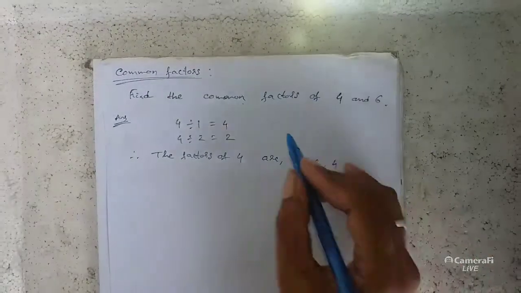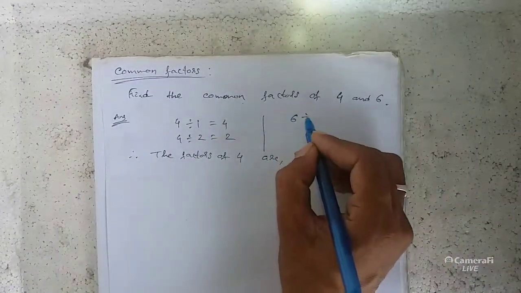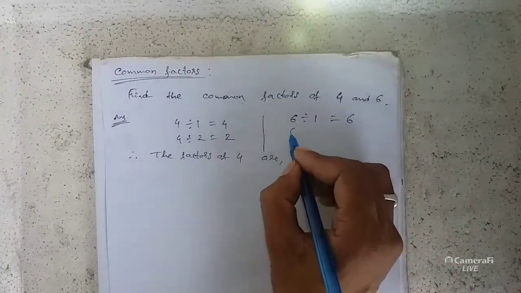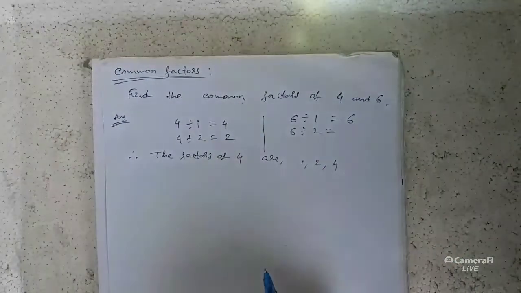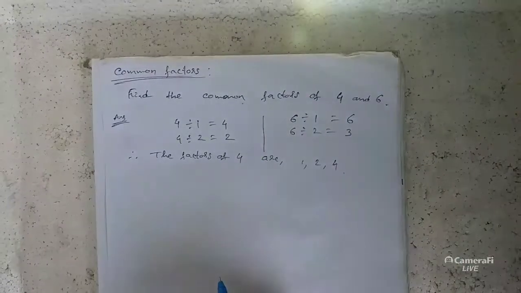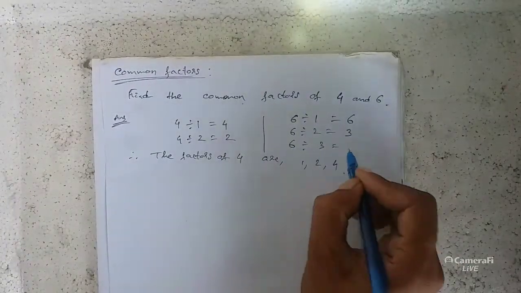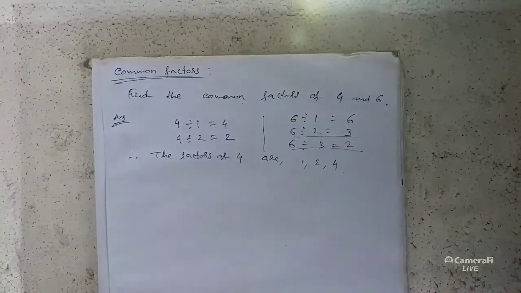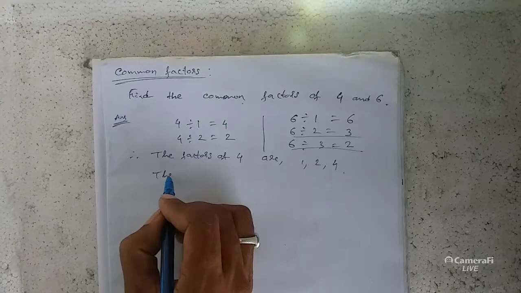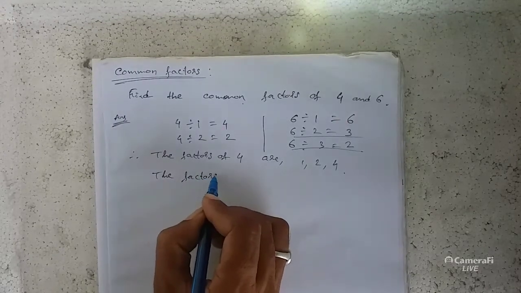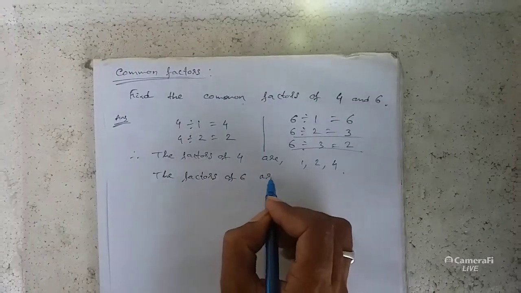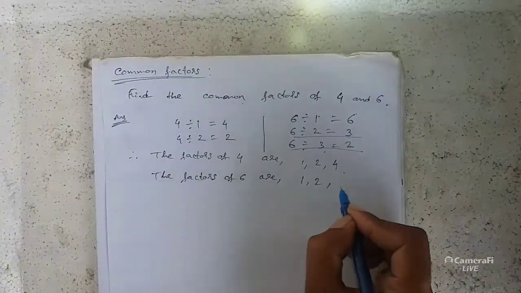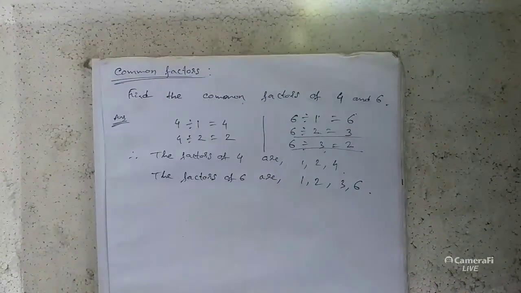Let us find the factors of 6 at the side. 6 is divisible by 1, result is 6. 6 is divisible by 2, result is 3. If we divide 6 by 3, the result is 2. So, repeating here, stop. So, the factors of 6 are 1, 2, 3 and 6.